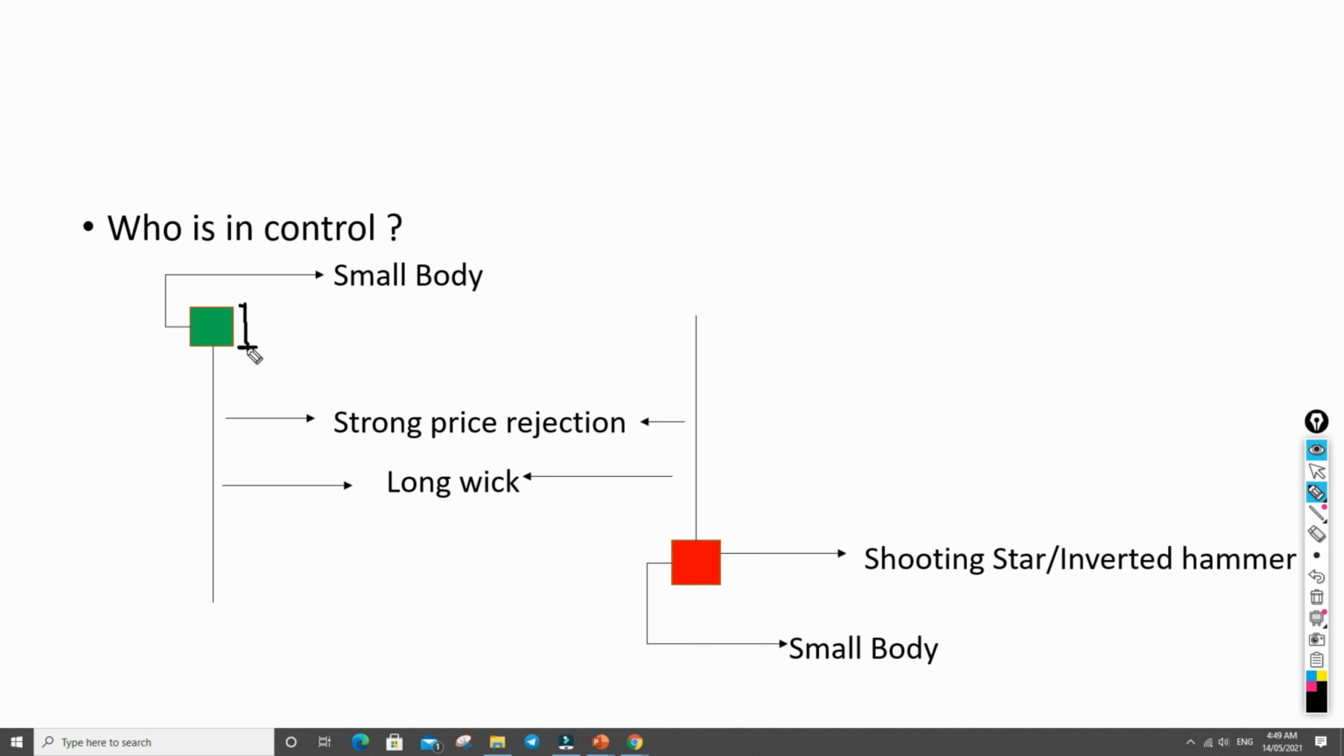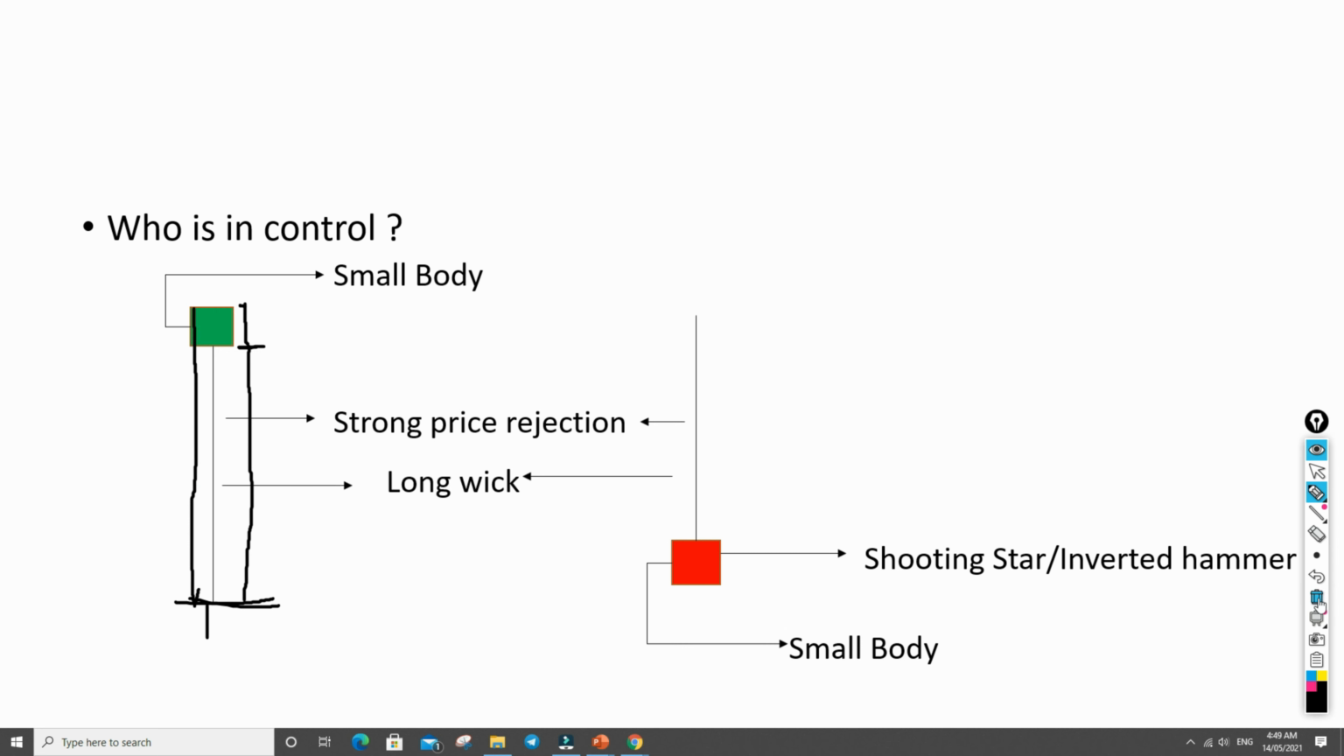So this is the opening of the session. And then what happened? Sellers came back to the market. Strongly, they pushed the price down here. And when they put the price at this level, the bulls came into the market, and they rejected this price. They said, no, we will not let you go down. We will take control. And the buyers aggressively put the price up to the opening price, and then even further to this point and closed here.